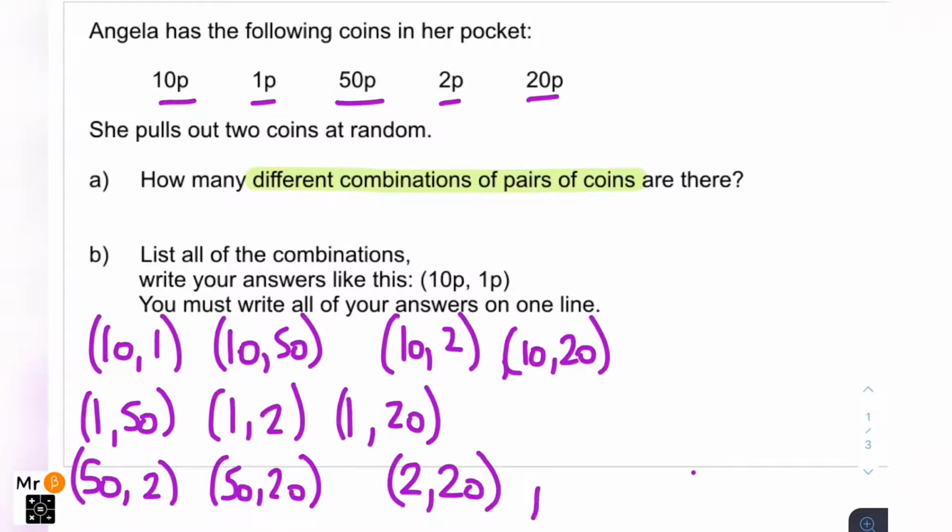Obviously all of these need pennies in your answer on Mathswatch to make sure that it's submitted correctly. So then we can count up how many different combinations we've got and the answer would be 10.